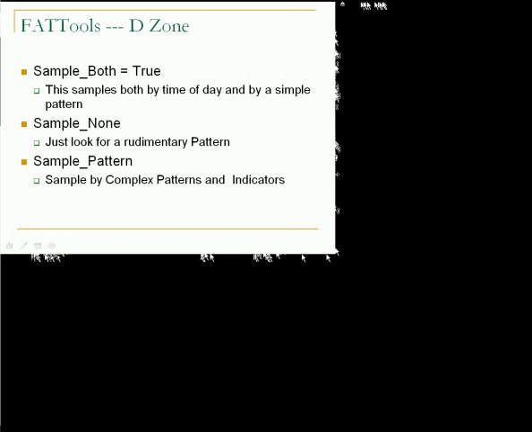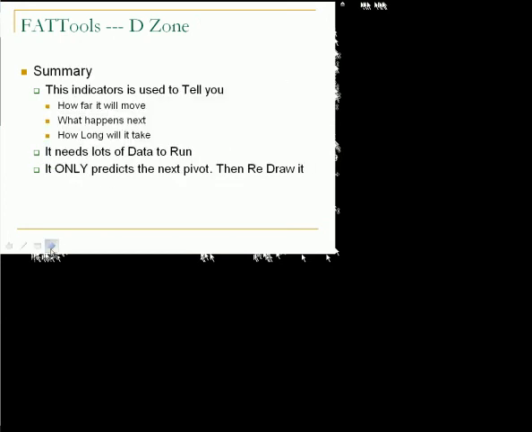Let's hit stop. Well, let's go to the next one. I think we have one more slide. This indicator is used to tell you how far it'll move, what happens next, how long it takes. It needs lots of data to run, and it only predicts the next pivot, and then you can redraw it.